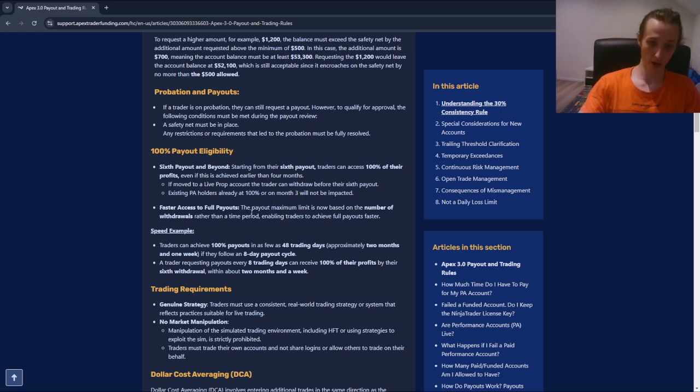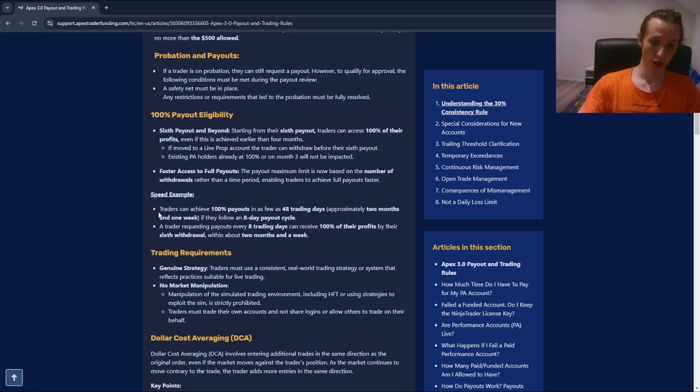Faster access for full payouts. The payout maximum limit is now based on the number of withdrawals rather than a time period, enabling traders to achieve full payouts faster. Speed example. Traders can achieve 100% payouts in as few as 48 trading days, approximately 2 months and 1 week, if they follow an 8-day payout cycle.